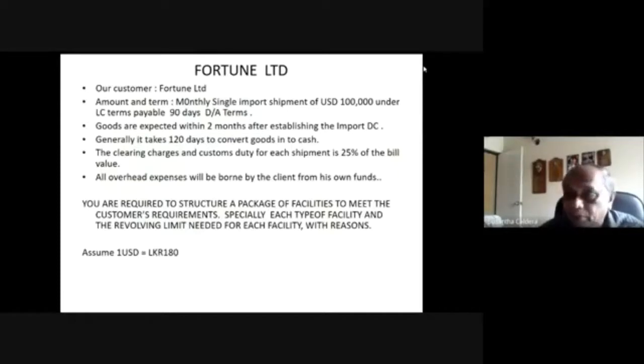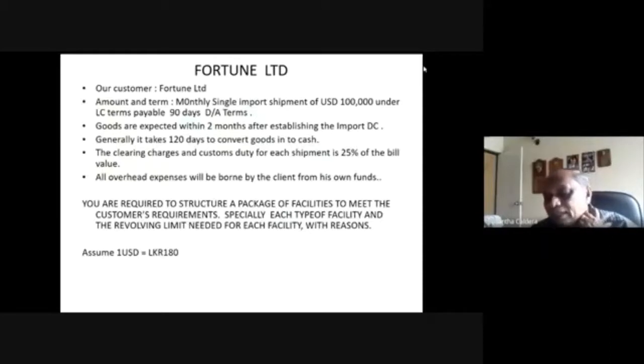Now I am asking a question. If it is a site LC, when do we have to do the payment? We have to do the payment at the time we receive the documents. There's no acceptance, right? Immediately we have to settle the bill. Then only we'll give the documents to the customer to go and clear the goods, right?